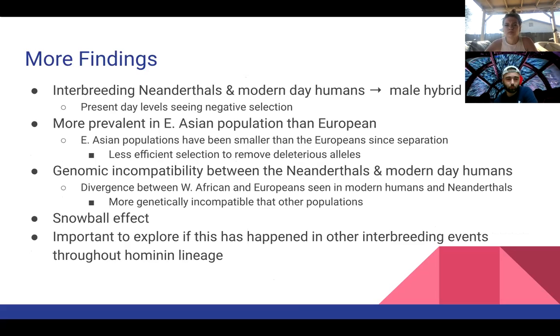And more findings: pretty much the interbreeding led to that male sterility. Neanderthal genomes are more prevalent in the Eastern Asian populations, which I mentioned. And it might have been the reason why they're getting booted out, kind of like a snowball effect. With all these accumulations of bad genes, our bodies are, I guess, able to somehow detect it and try to get rid of them all. But it's important to explore whether this happened in other interbreeding events throughout the hominin lineage, so that we can find out more information about it.